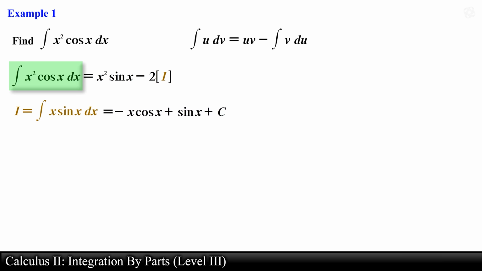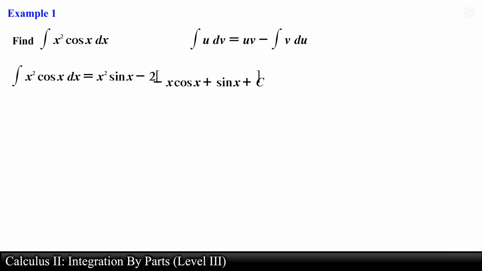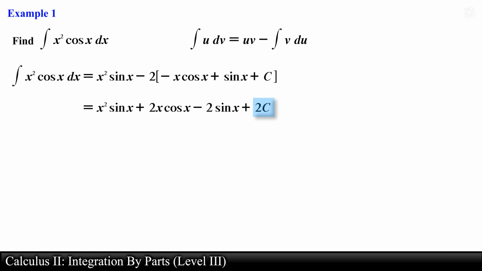Now, let's go back to the original integral that we are trying to solve and substitute I with these results that we just obtained. And then we simplify. Doing that, we obtain the following. Notice that we ended up with twice the constant here. Keep in mind that if you take a constant and double it, you still obtain a constant. So we can replace 2c with another constant.